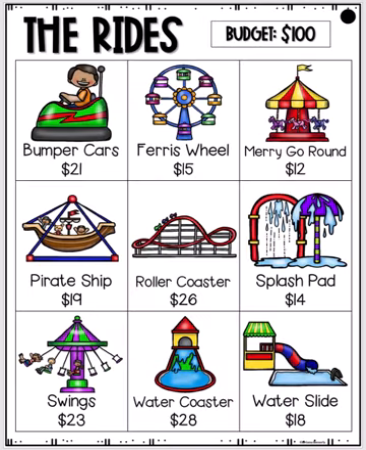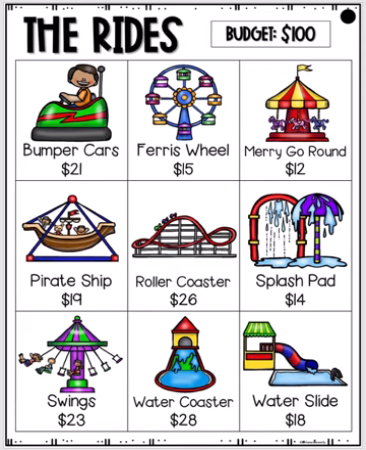Okay, your budget for this theme park, as you see here at the top, is $100. Okay, you have bumper cars, which cost $21. A Ferris wheel costs $15. A merry-go-round costs $12. A pirate ship costs $19. A roller coaster, $26. A splash pad, $14. Swings are $23. And a water coaster is $28. And the water slide is $18.